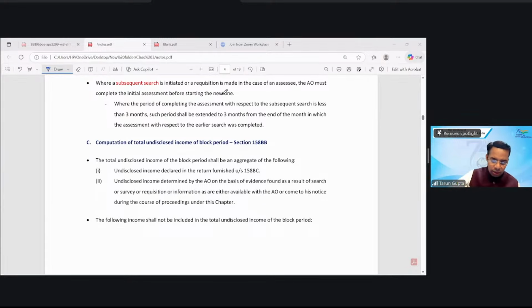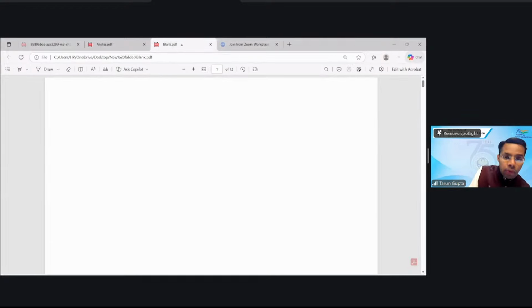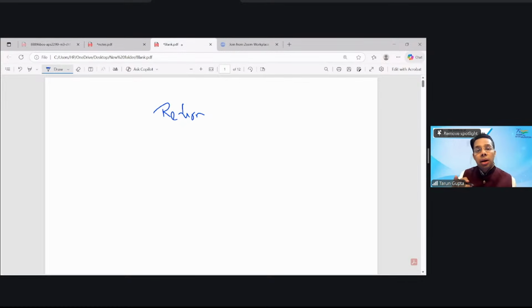What's the difference? See, now there are two types of undisclosed income. One, this undisclosed income is the one which the assessee has shown in the return. See, this is also undisclosed. If the assessee has shown some additional income in the return filed in pursuance to this notice, in the case of search, then this is undisclosed income. Why? Because had the search not happened to you, then you would not have disclosed this. Of course, you have disclosed this only after the search has been undertaken. So this is also undisclosed.